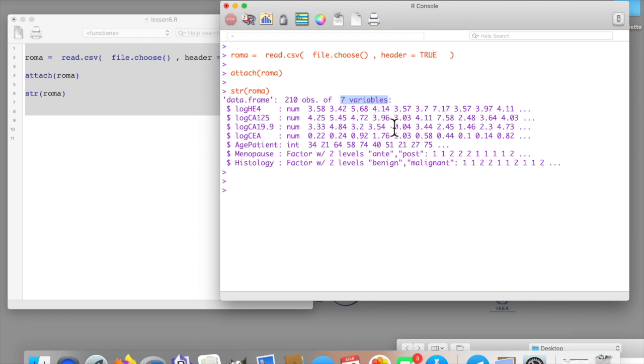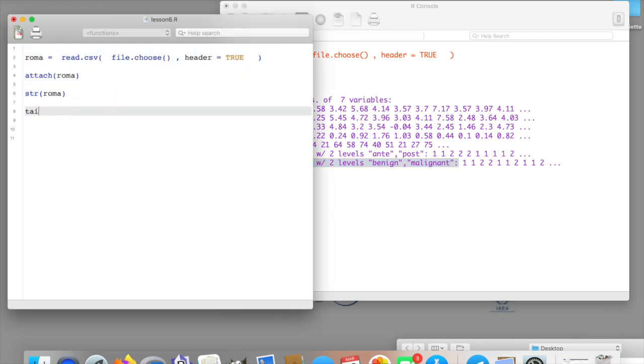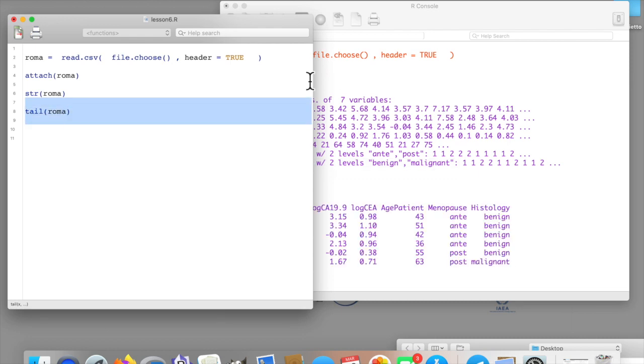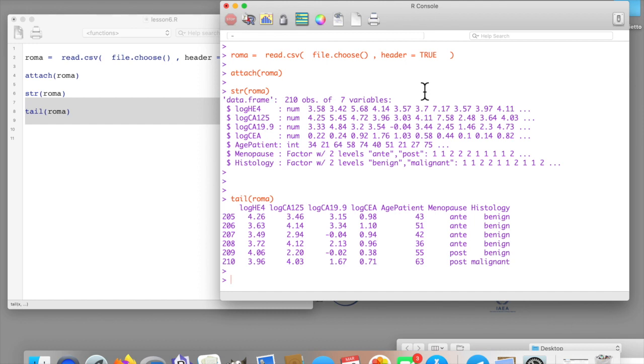Six columns are the covariates, the possible predictors, and one is the goal. The goal is the histology, which can be luckily benign or unfortunately malignant. This is the response, the primary investigation object of our dataset. So we want to study histology. And if you remember, if you exploit the command tail, which is quite useful, you obtain the last 6 rows of the dataset.